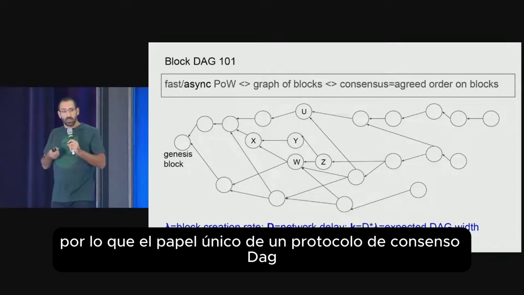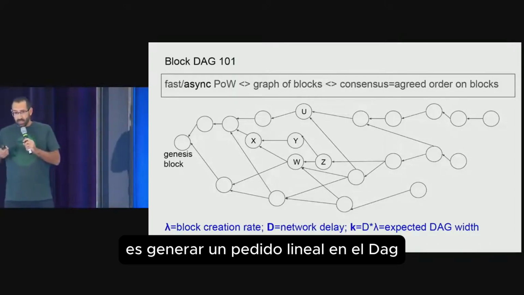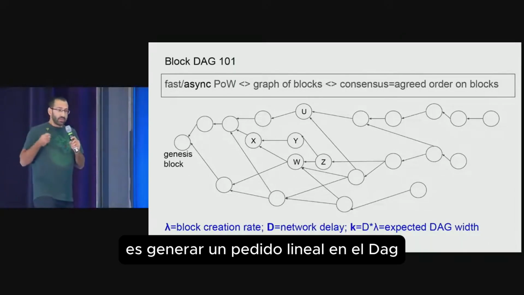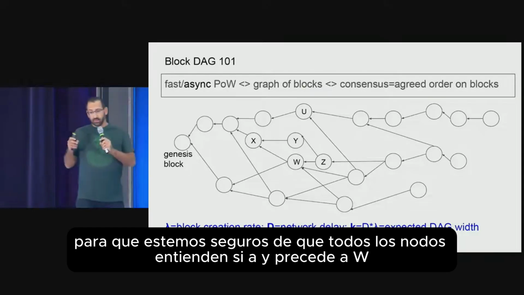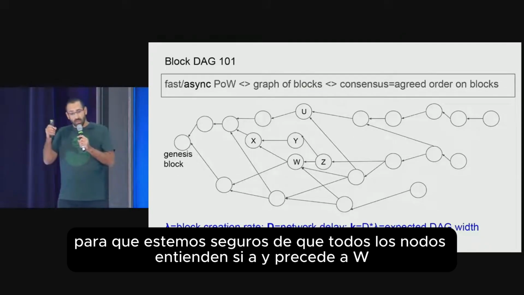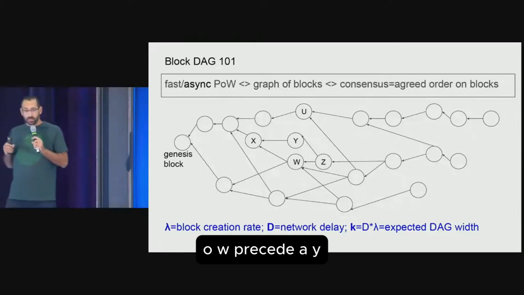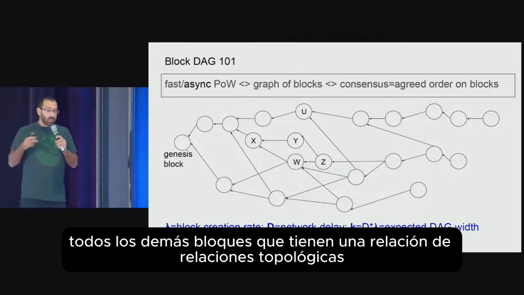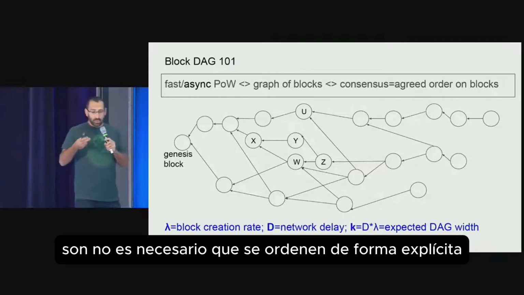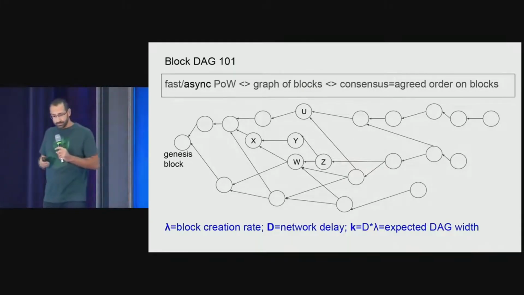So the single role of a DAG consensus protocol is to output a linear ordering on the DAG so that we are sure that all nodes understand whether Y precedes W or W precedes Y. All other blocks that have a topological relationship do not need to be explicitly ordered.